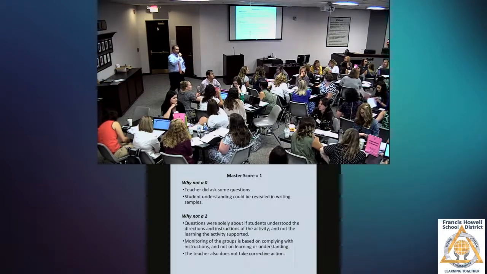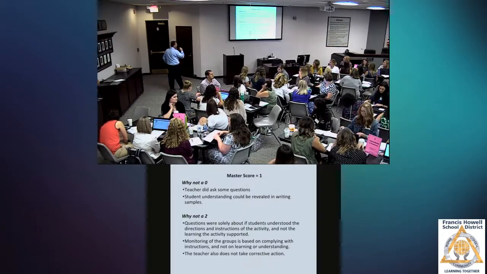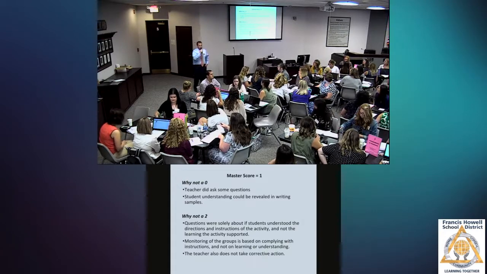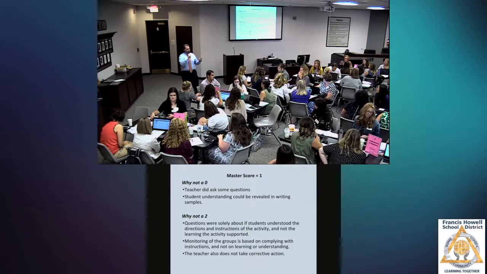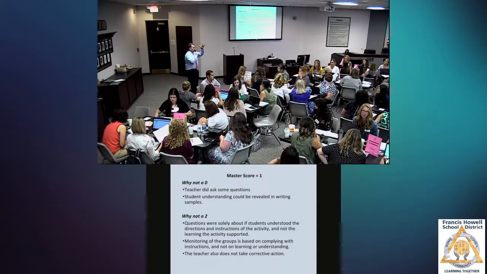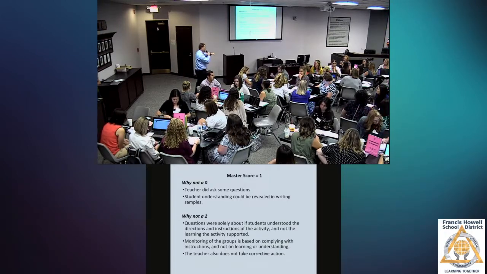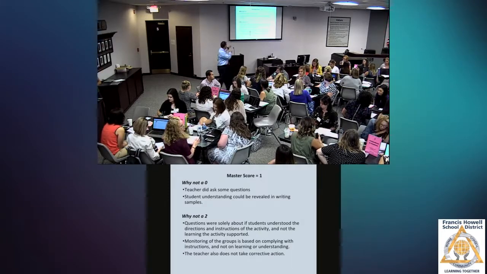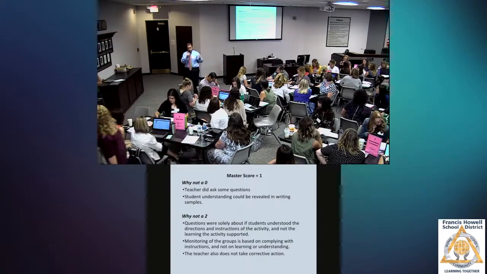Okay, so here's what the master scorer says. The master score was a 1. Why not a 0? Because the teacher did ask questions. But what did you notice those questions were a lot about? Was it about learning? What was the focus of all the questions? Just like the directions: do you understand what I mean? Did you get this? It wasn't about the learning itself. And so that's why we didn't rise to the level of a 2.